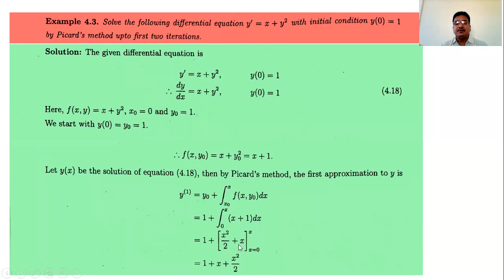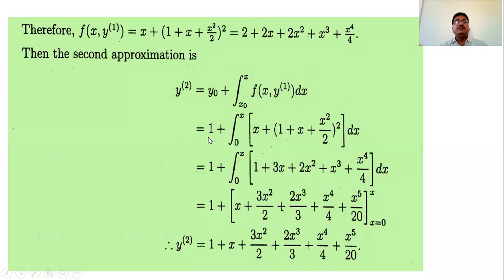y0 is 1, so 1 square is 1, and then its integration is this. The value at the upper limit is x square by 2 plus x. The value at the lower limit is 0. So y1 is 1 plus x plus x square by 2. This is the first approximation, y1. Then find y2. For y2, substitute y as y1.